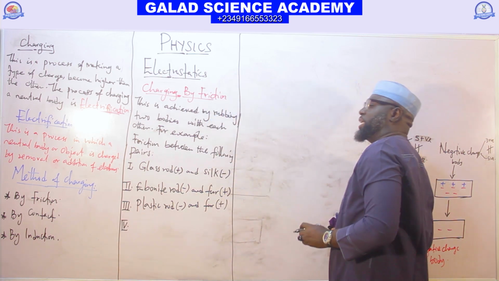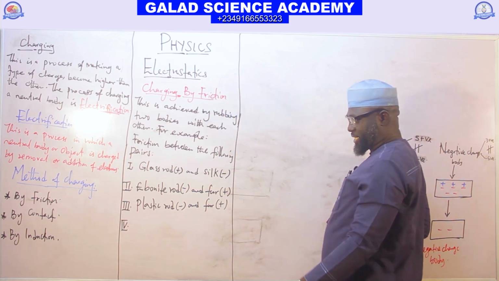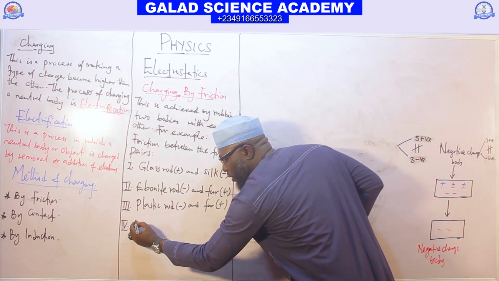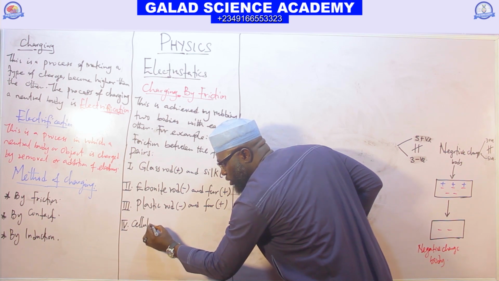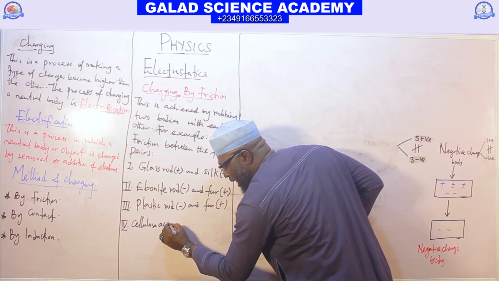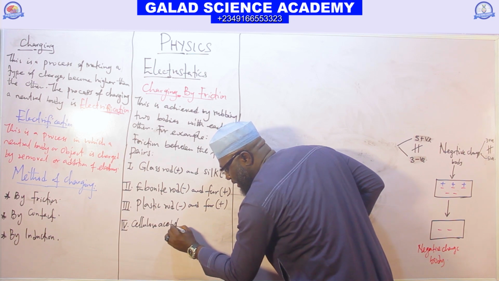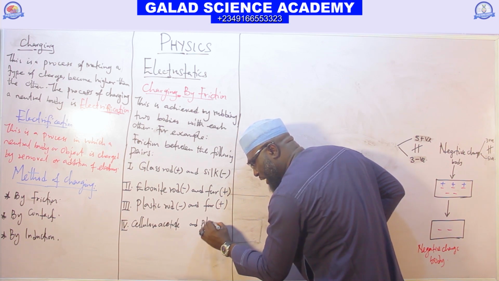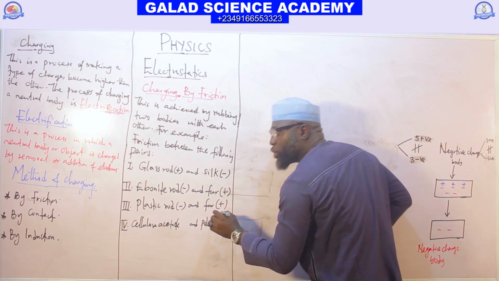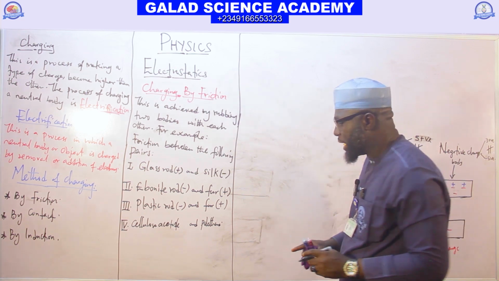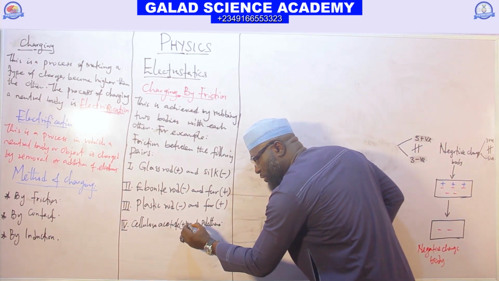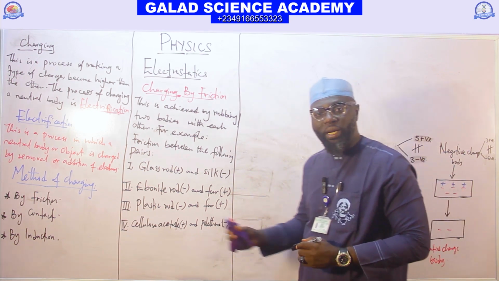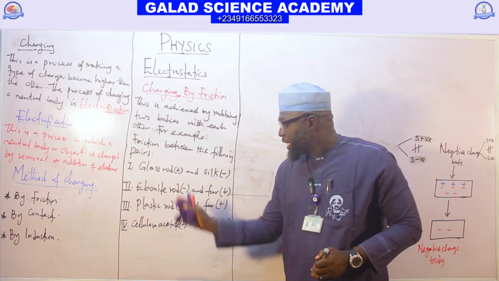And the fourth one, we can also rub cellulose acetate with polythene. If you rub cellulose acetate with polythene, the cellulose acetate will give you positive charge. Polythene will give you a negative charge. So these are the common examples of charging by friction.